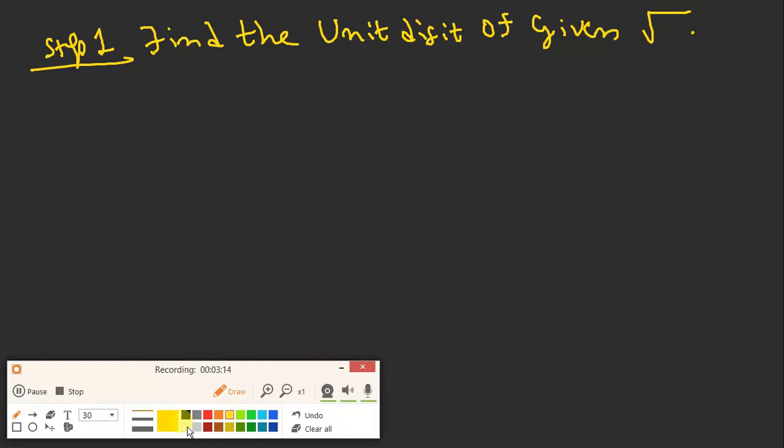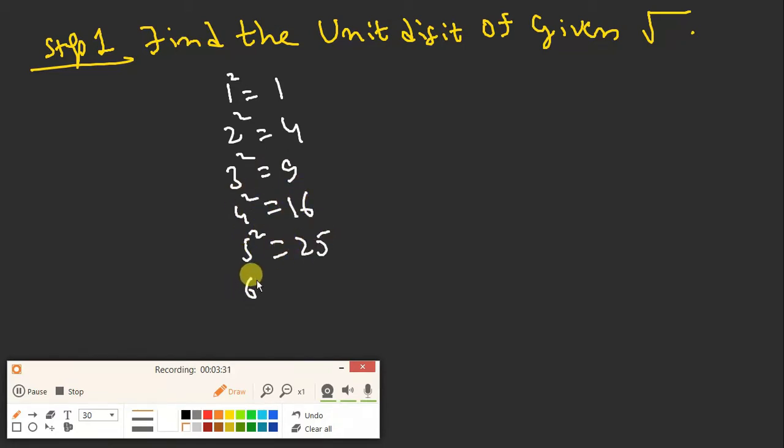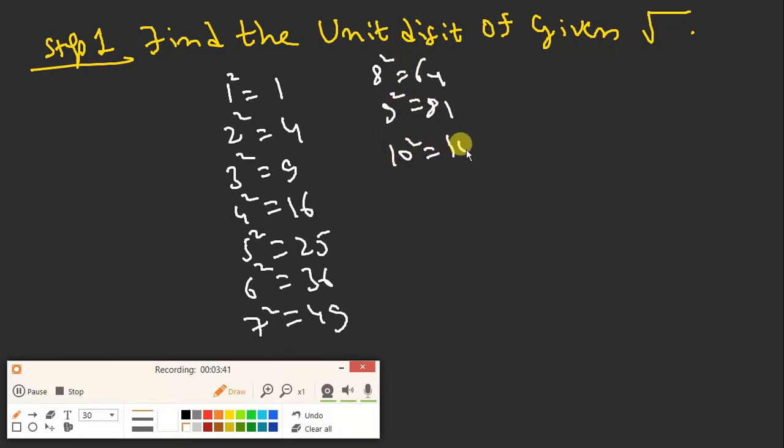I'll tell you. First of all, we should know some basic squares, then only we'll be able to solve such questions. Some basic squares are: 1 square equals 1, 2 square equals 4, 3 square equals 9, 4 square equals 16, 5 square equals 25, 6 square equals 36, 7 square equals 49, 8 square equals 64, 9 square equals 81 and 10 square equals 100. Okay, these are squares from 1 to 10.